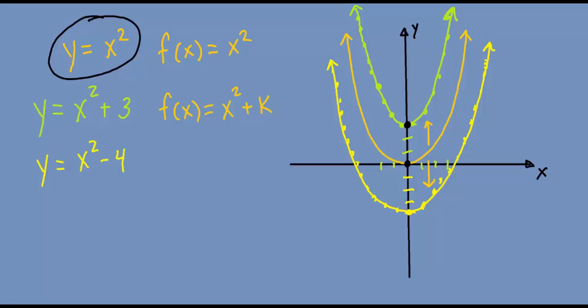Now, how does the graph respond when we add a number to the x before we square it? Let's take a look at that next.